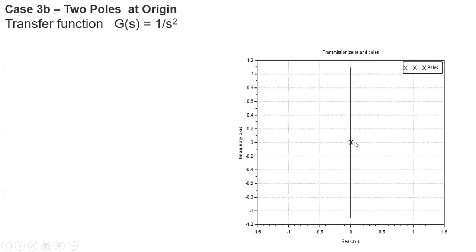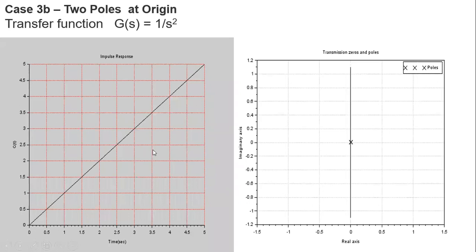Now let's understand two poles at the origin. We have seen only one pole. If you see two poles at the origin, both the poles are at the origin. In this case, with multiple poles at the origin, the response increases without bound, and hence the system is marked unstable for an impulse response.